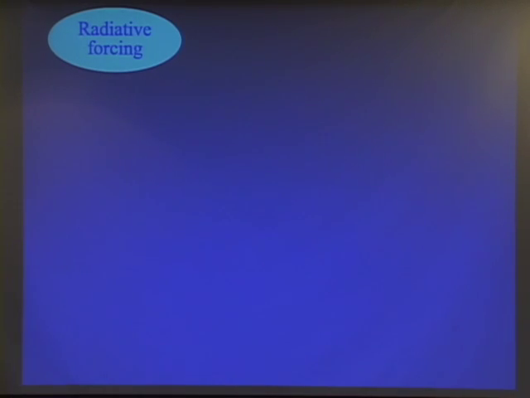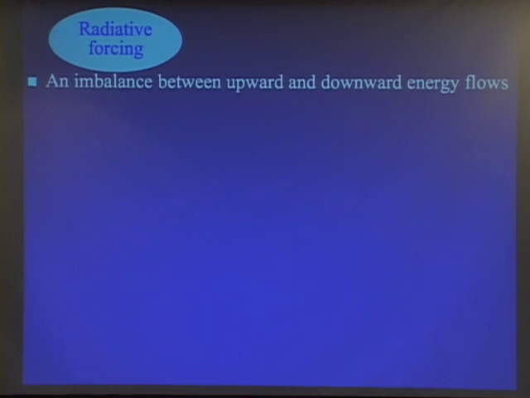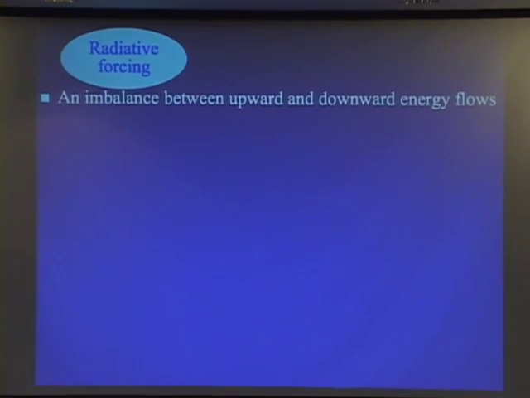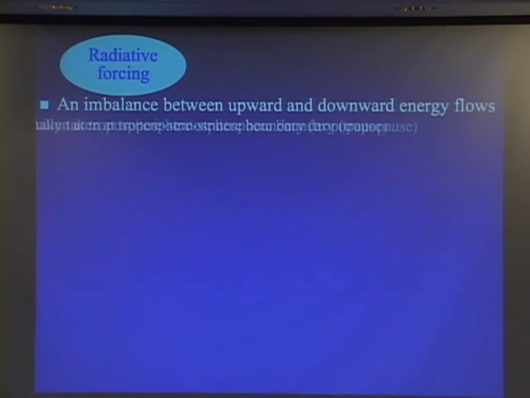Now I want to move to this concept of radiative forcing. Third of the big science concepts. Radiative forcing is what happens if we get out of balance. We talked about energy balance, but what if we're not in energy balance? If we're out of energy balance, then there's an imbalance between the upward and downward energy flows.